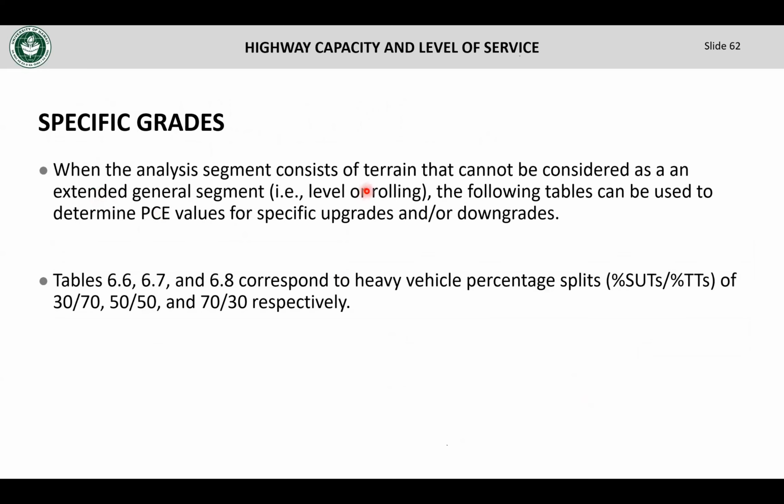When the analysis segment consists of terrain that cannot be considered an extended general freeway segment, we have to use one of the tables in your book, 6.6, 6.7, and 6.8. Notice that, unlike the previous table, which didn't distinguish single unit trucks from tractor trailers, these tables differ depending on the proportions of single unit trucks and tractor trailers. If your truck traffic is 30% single unit trucks and 70% tractor trailers, you will use table 6.6. If it's a 50-50 split, you will use 6.7. If it's 70-30, you will use 6.8. The type of trucks matters here, but not for the extended freeway segment procedure.